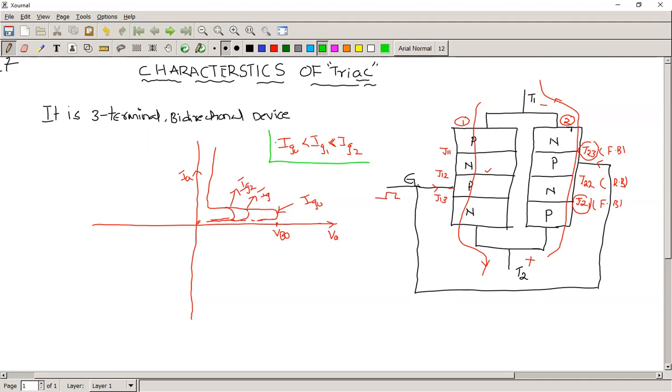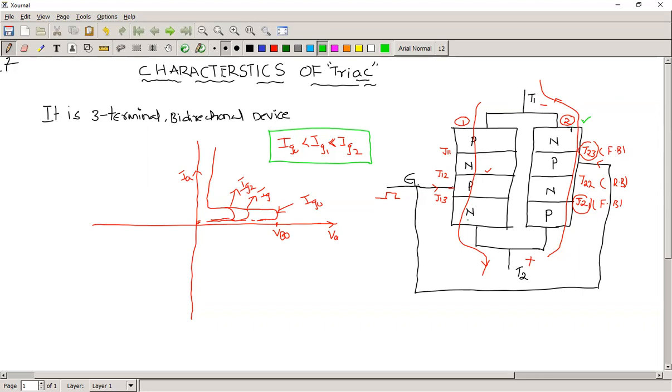This is the positive direction, the direction of the characteristics of an SCR. Now in the reverse direction, here we applied T1 negative and T2 positive. Now the second device is here, the second device is there. Forward bias, here, these two junctions are forward biased, J21 and J23.